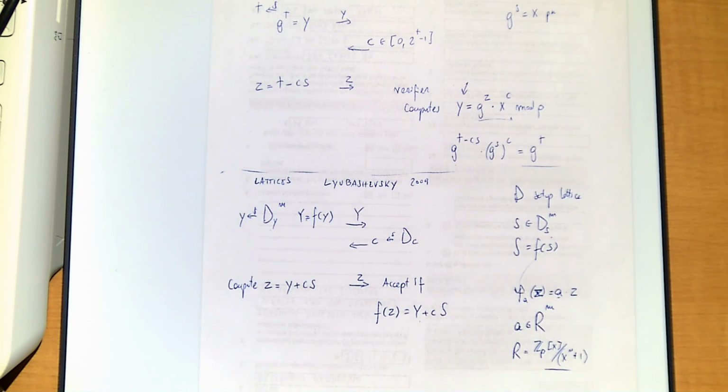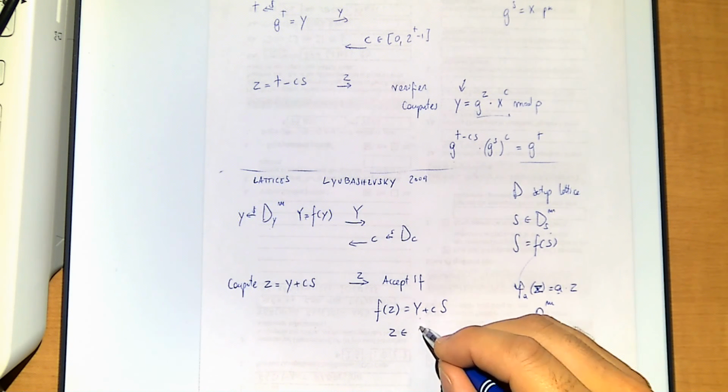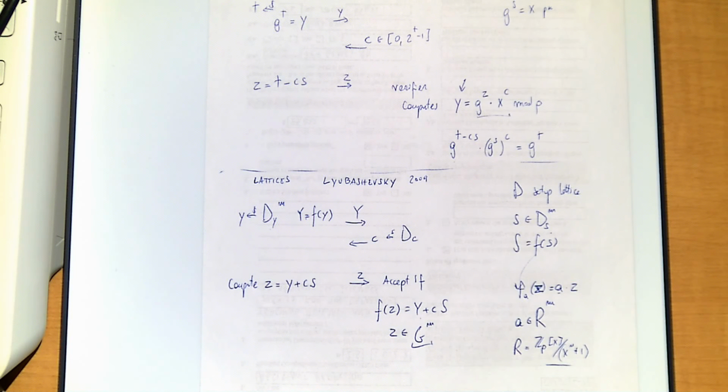And then you also have to check that z is in a certain G^m, which is the correct magnitude of the components, okay? Similar to what you were doing before, you were checking that the Hamming weight was in the proper sphere. Okay, so now this works very well.